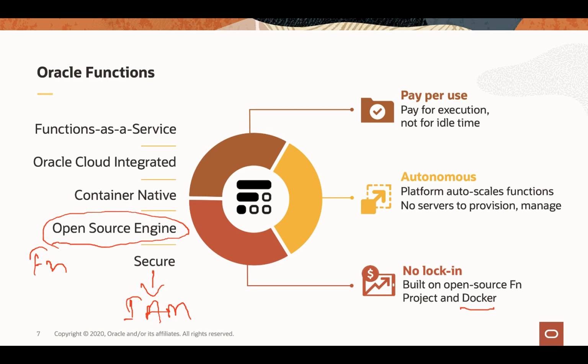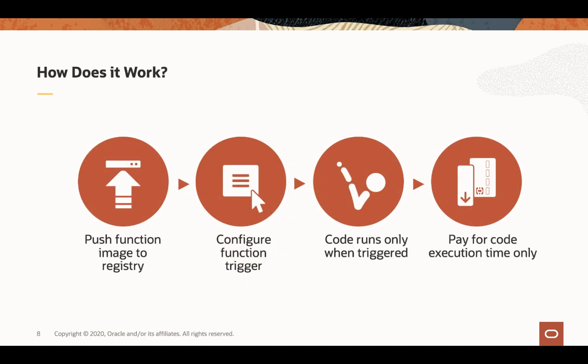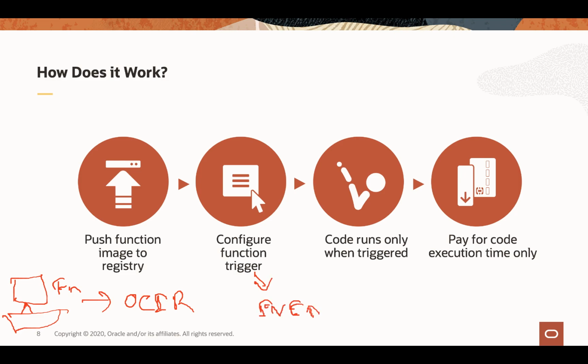All right. So how does it work? First, you need to push the function image to the registry. So you build your function locally. This is your local desktop, and here you use Fn to build the Docker image, and then you push it to OCIR, and then you configure the function trigger either manually or via the integration of our events.